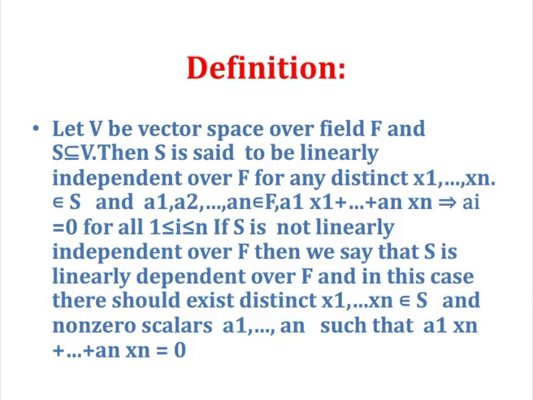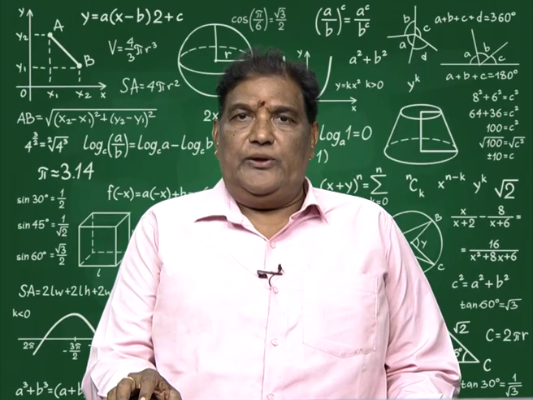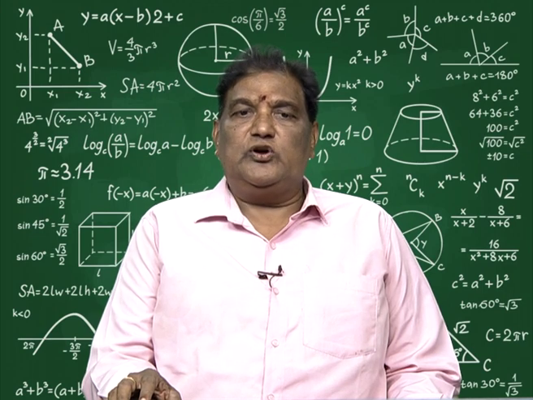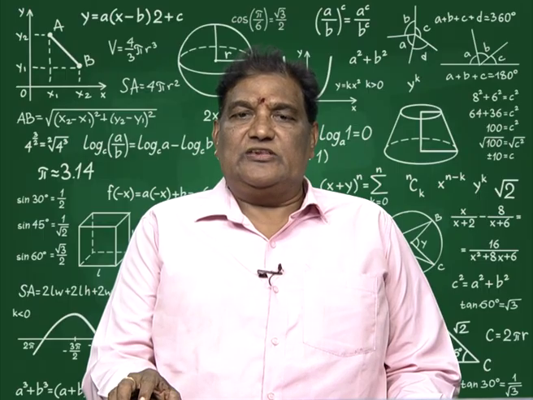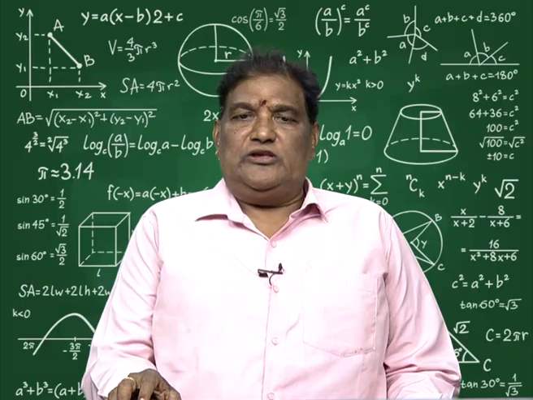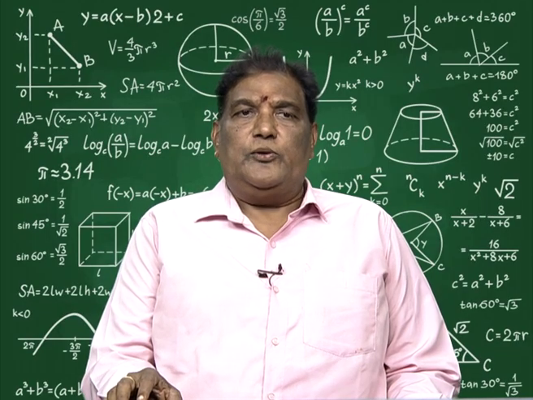If S is not linearly independent over F, then we say that S is linearly dependent over F, and in this case there exist distinct x1, x2, etcetera x n belongs to S, and non-zero scalars a1, a2, etcetera a n such that a1 x1 plus a2 x2 plus a3 x3 so on a n x n equals 0. Example.